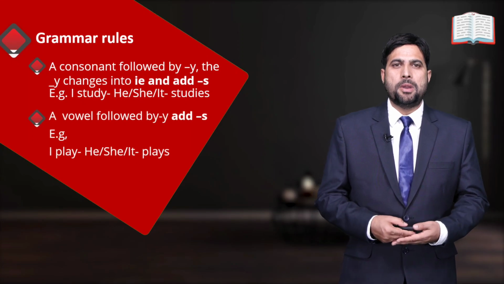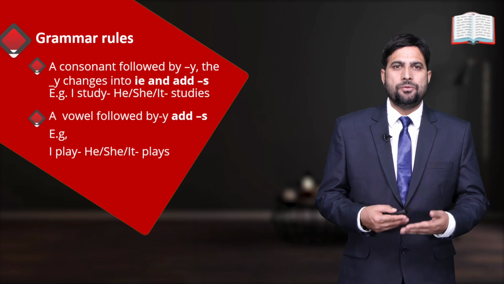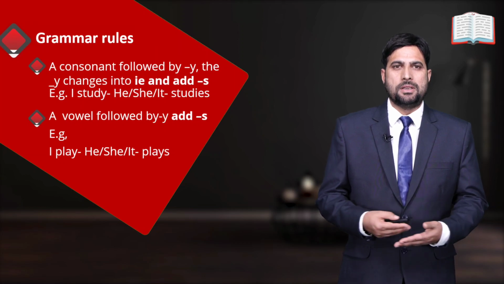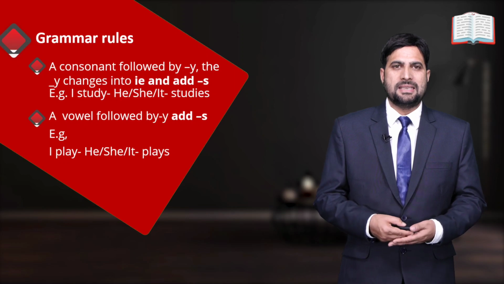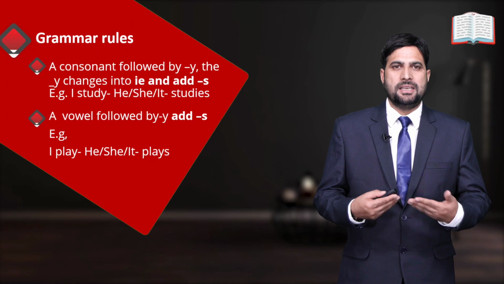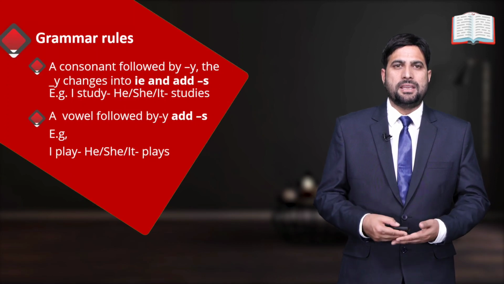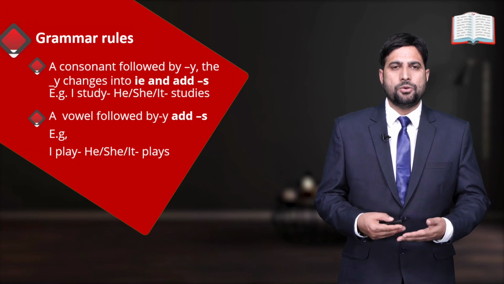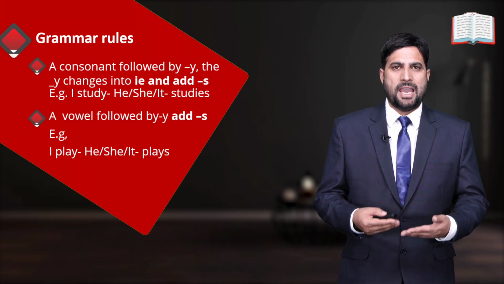A vowel followed by Y, add S. That means the verbs which end with a vowel followed by Y, then you have to put S. I play, he plays, she plays, it plays. I cry, he cries, she cries, they cry. So you have to remember whenever we use he, she, it, you have to use S or ES.